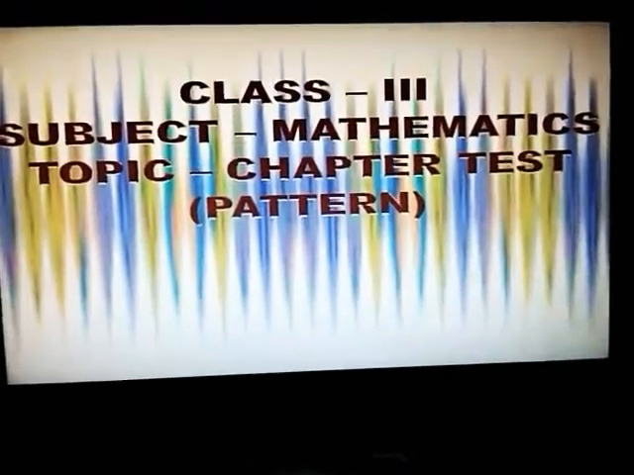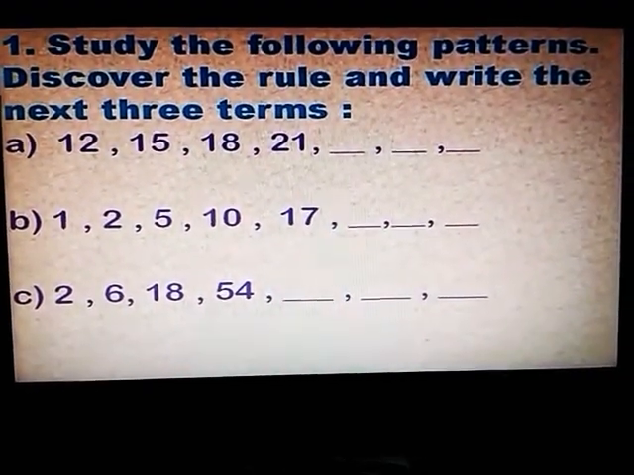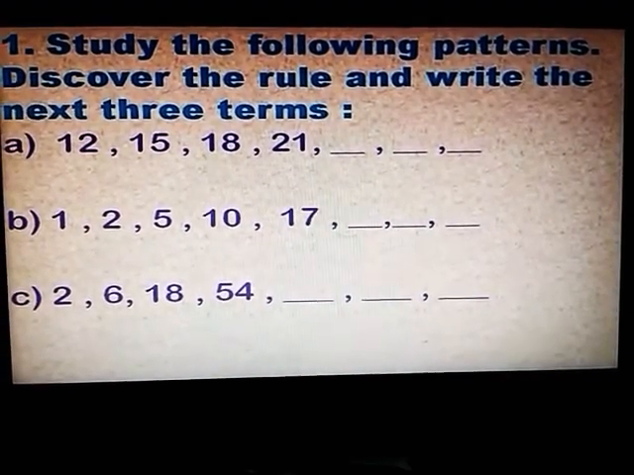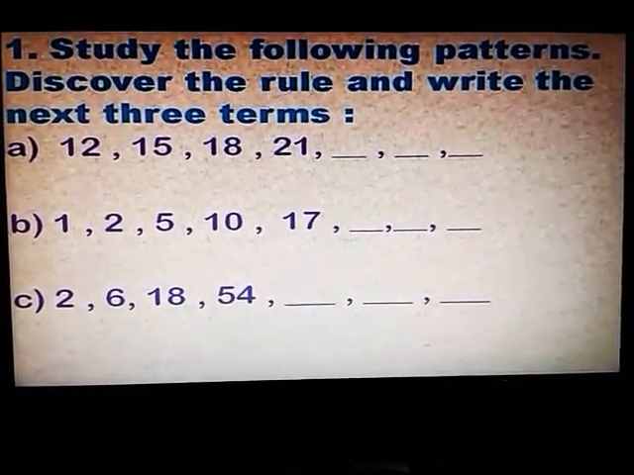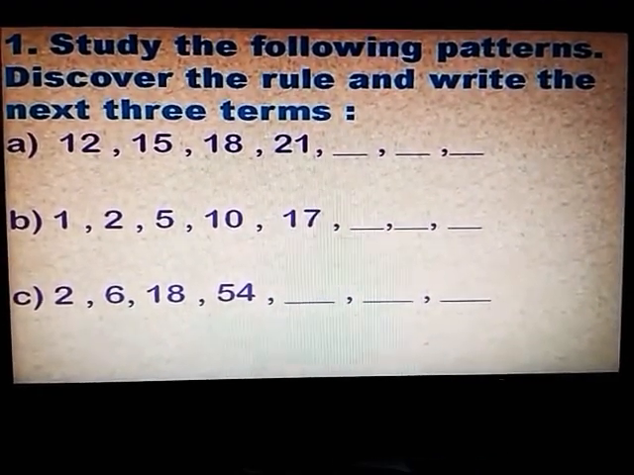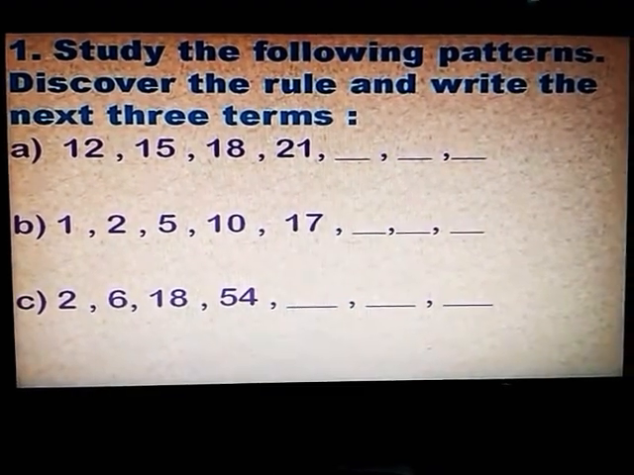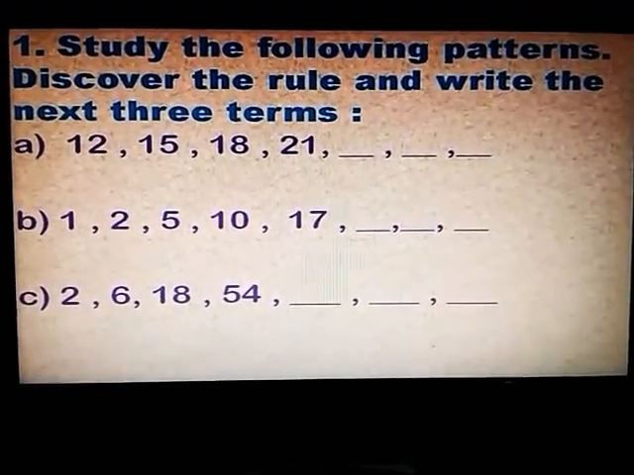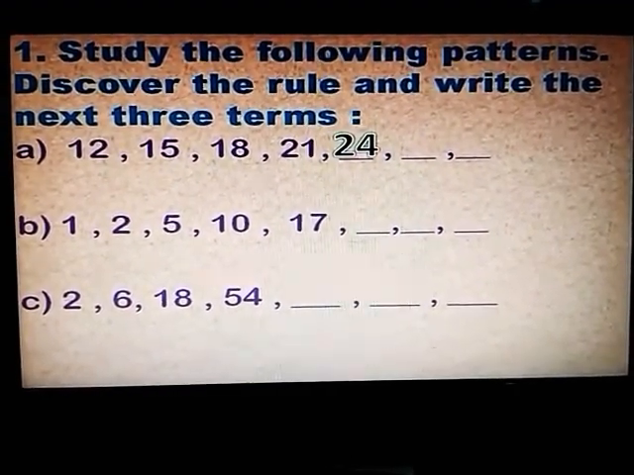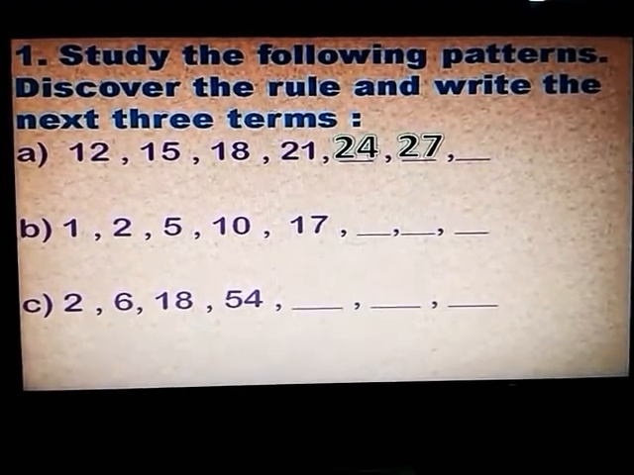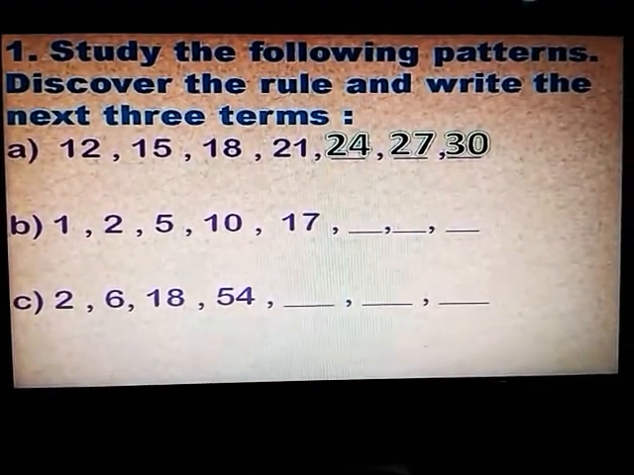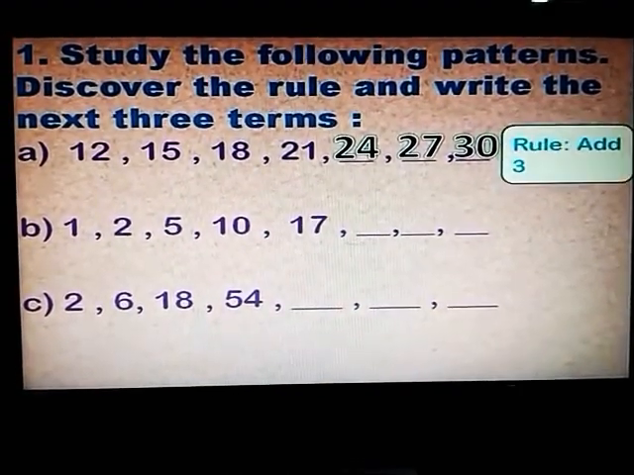Okay, so first chapter test question number 1: study the following patterns, discover the rule and write the next 3 terms. Question A: 12, 15, 18 and 21. Okay, and 3 gap for 3 terms. So 12 and 15, the difference is just 3. So 21 plus 3 equal to 24, then 24 plus 3 equal to 27, then 27 plus 3 equal to 30, and this math rule is add 3.